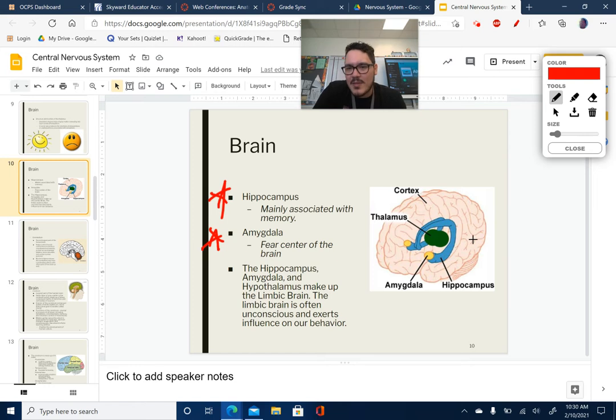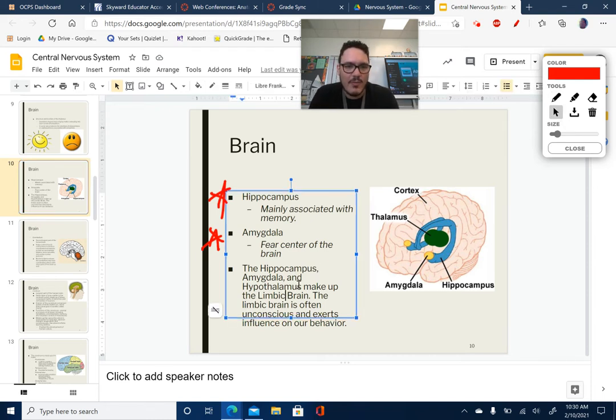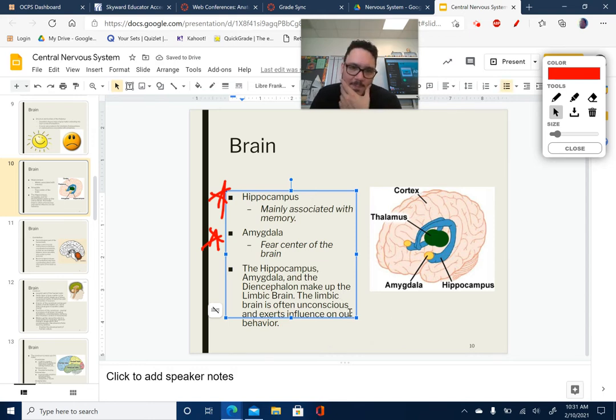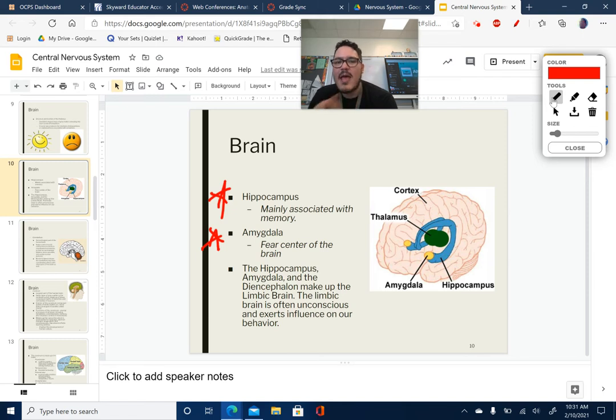Now, the hippocampus, the amygdala, and the diencephalon, the thalamus and hypothalamus, even though it just says hypothalamus, make up the limbic brain. I'm actually going to change that on the fly while we're here. So these make up the limbic brain. The limbic brain is often going to be your unconscious effort.